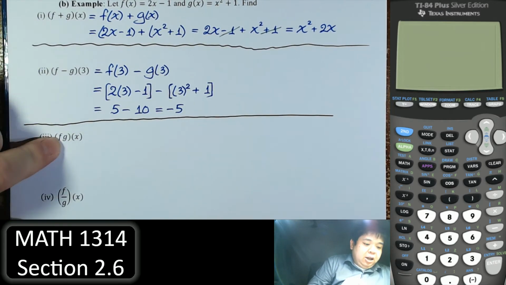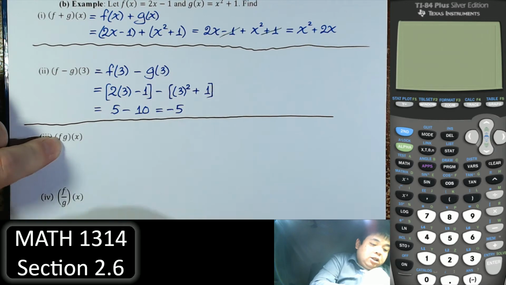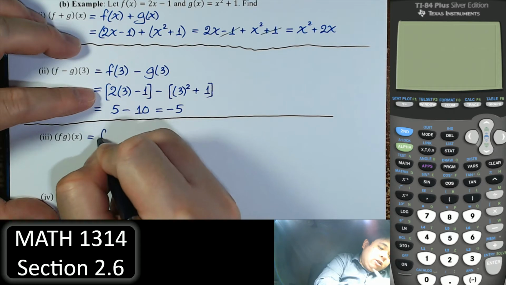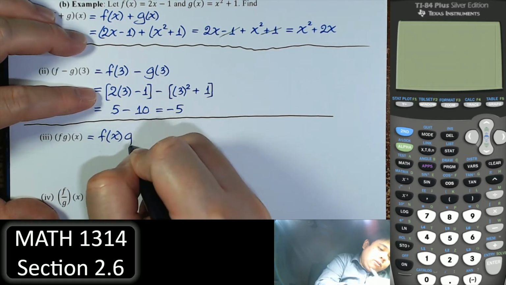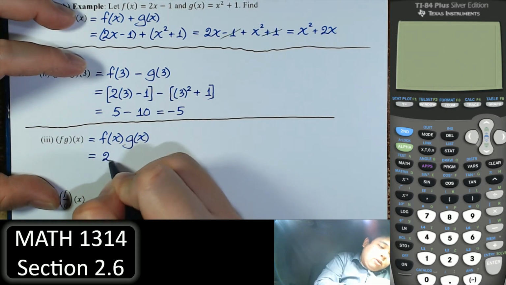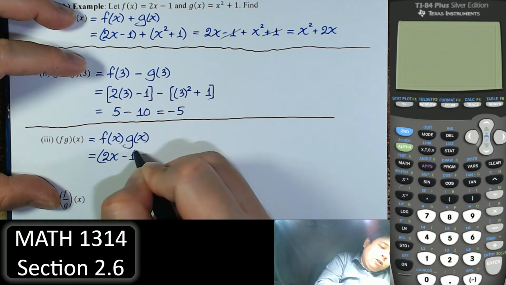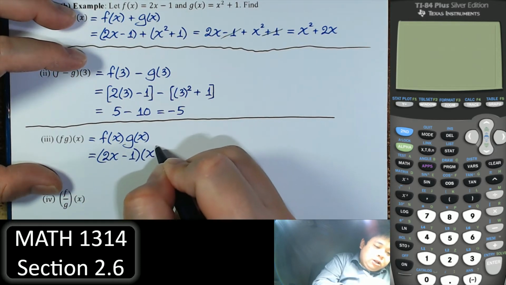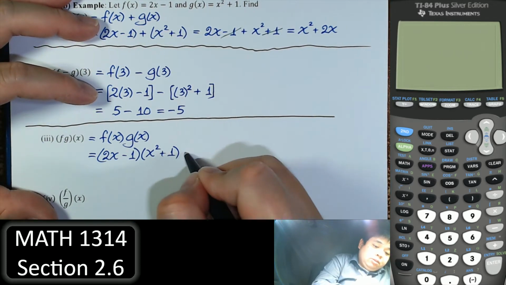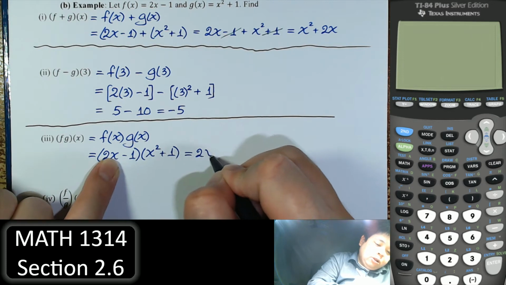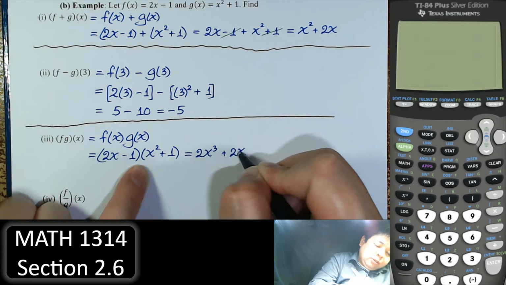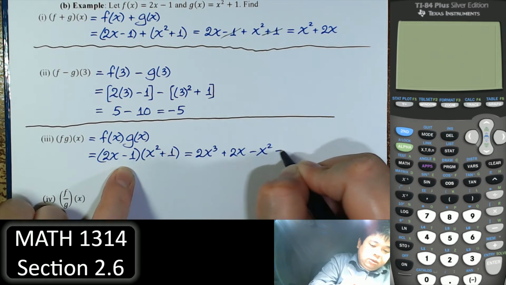Right. Next, this means multiply together. By the way, when we multiply, we do not put anything in between the two functions. So we're just going to write like that. The function is 2x minus 1 and x squared plus 1. And then we just multiply them out. 2x cubed plus 2x minus x squared minus 1.